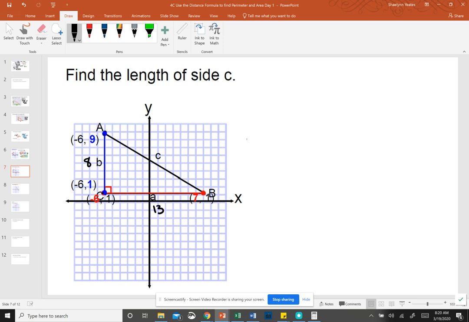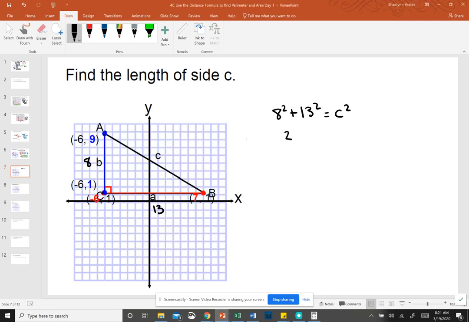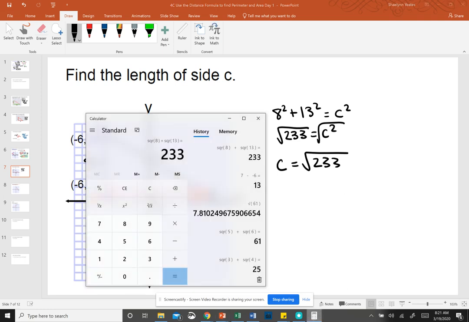Okay, so now if I want to find C, I'm going to use Pythagorean theorem. So 8 squared plus 13 squared equals C squared. In my handy-dandy calculator, I'm going to do 8 squared plus 13 squared. And I get 233 equals C squared. So now I'm going to square root both sides. And I get C equals the square root of 233. Which isn't a super pretty number when I take the square root of it. It's 15.264.